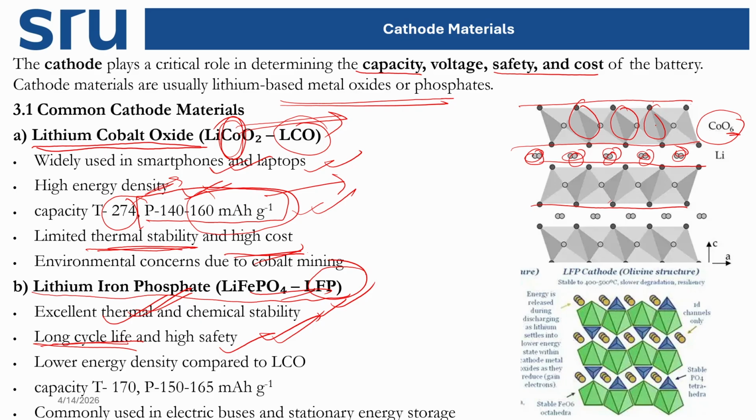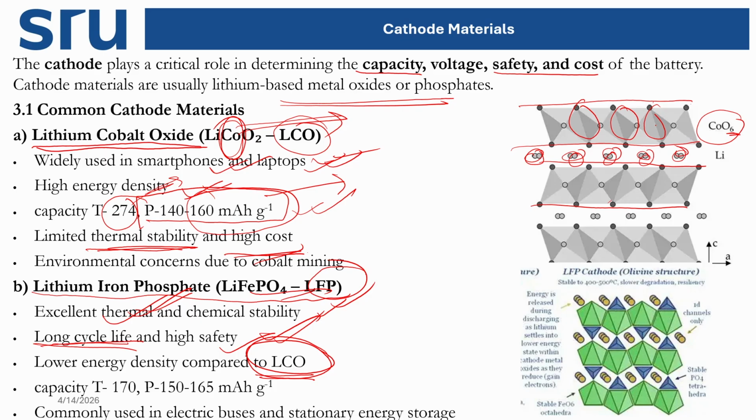But this compound has a lower energy density compared to LCO. What does this mean? This compound is much heavier than lithium cobalt oxide. So its size and weight are much higher. That's why its energy density is lower than that of LCO.